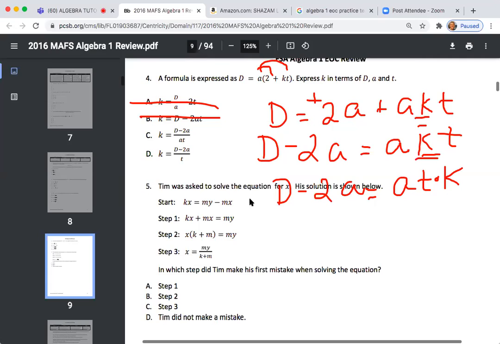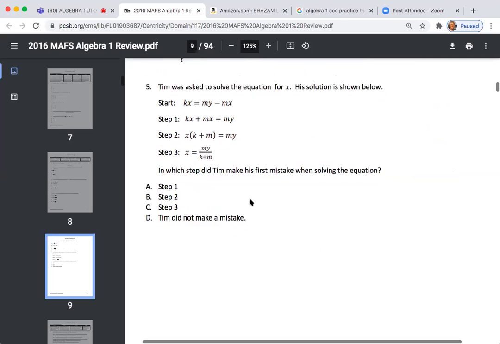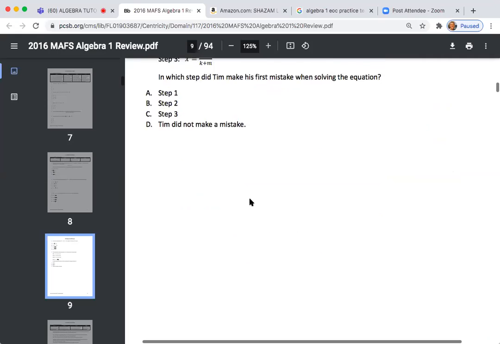And so on this one right here, to get rid of the AT, since it's multiplying the K, you divide. You do the inverse, okay? You divide, that's all we're doing, just the inverse. So remember, inverse operations.